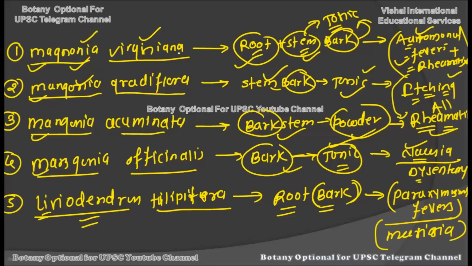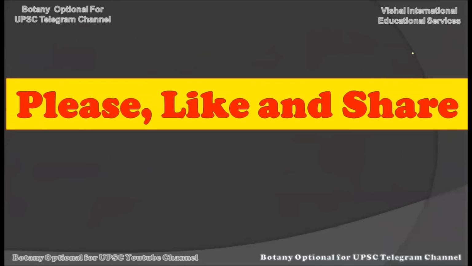Okay, so remember these are five plants which belong to the Magnoliaceae family: Magnolia virginiana, then Magnolia grandiflora, then Magnolia acuminata, Magnolia officinalis, and the Liriodendron tulipifera. In each case, the bark is involved. Please remember which plant part we are using from each species, and also specifically remember against which kind of medical condition these particular plant parts are used. Okay, so this is all about the Magnoliaceae family.